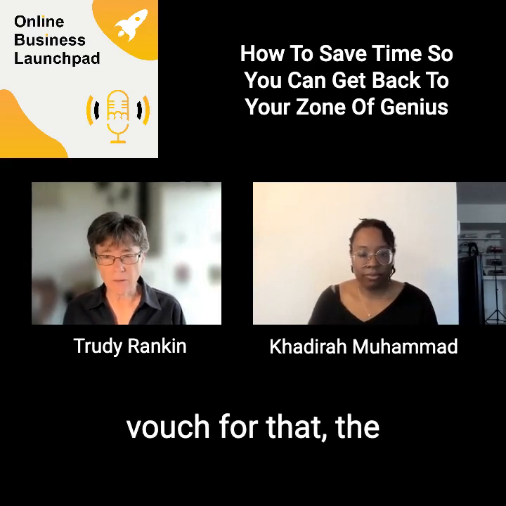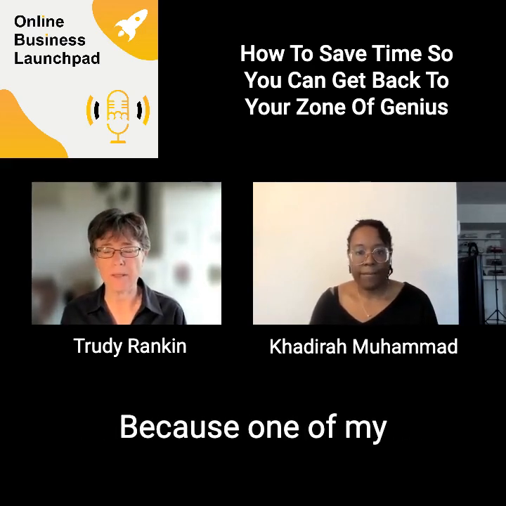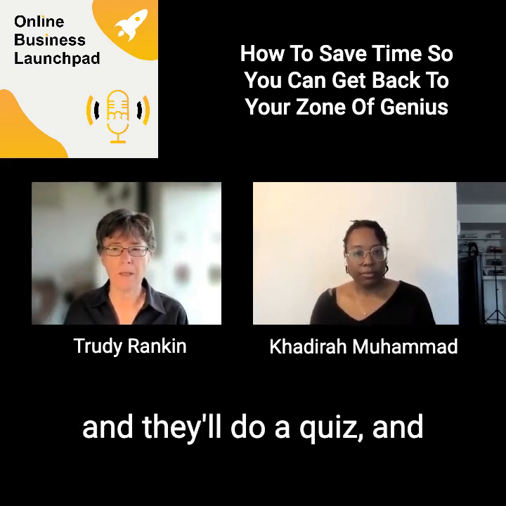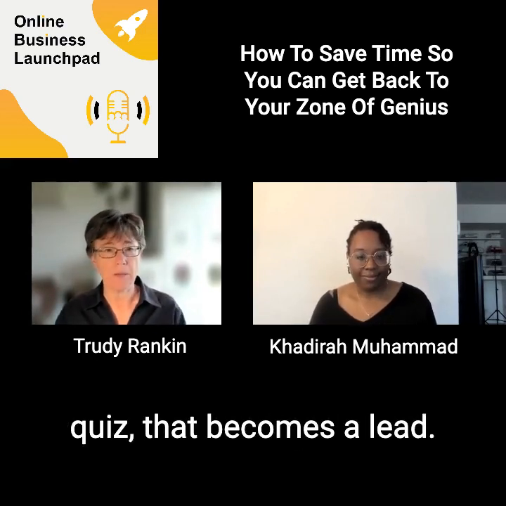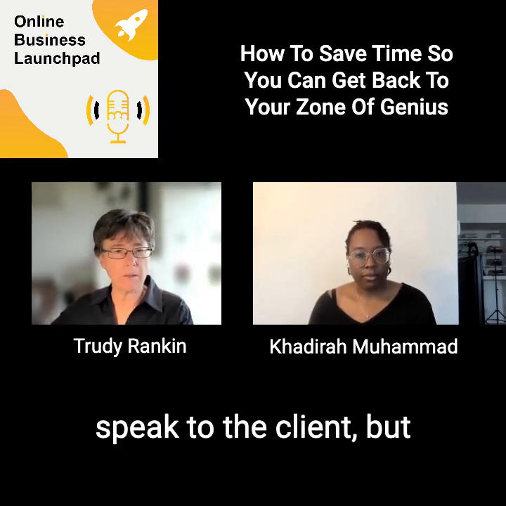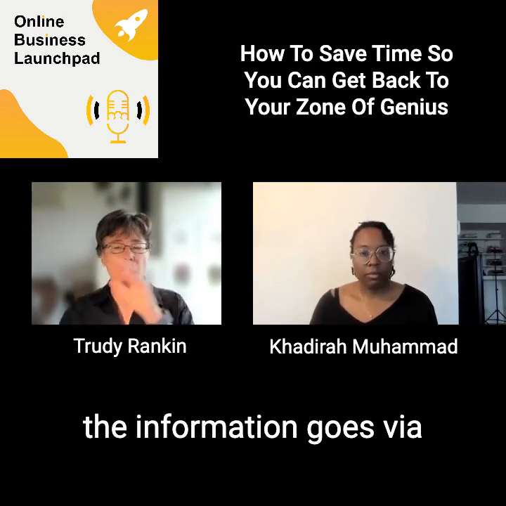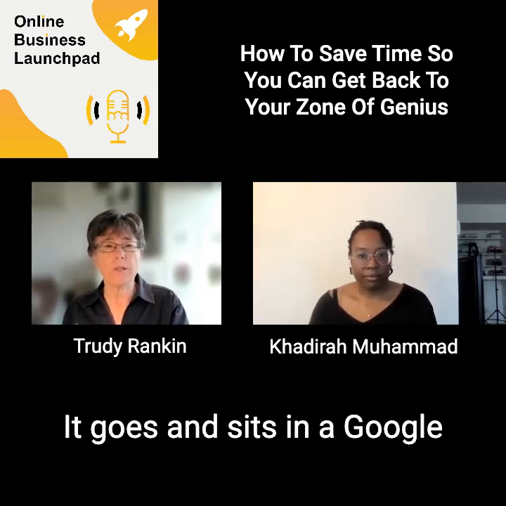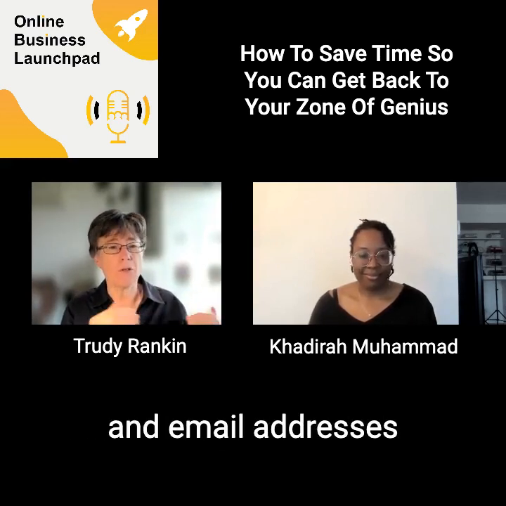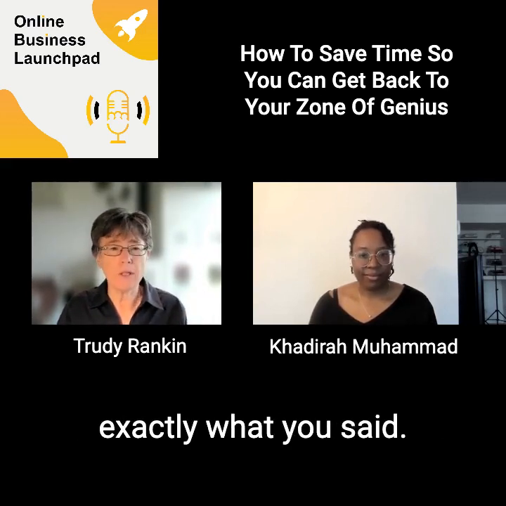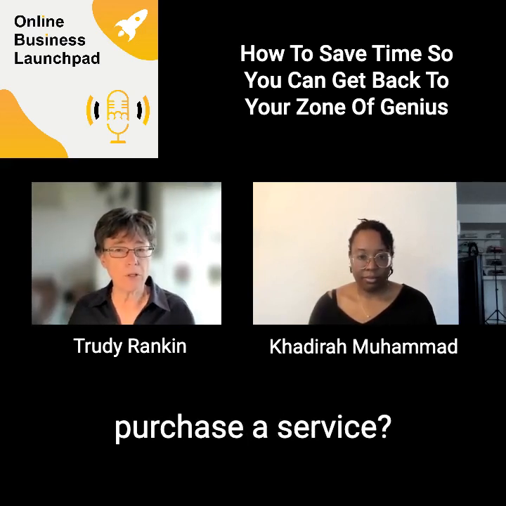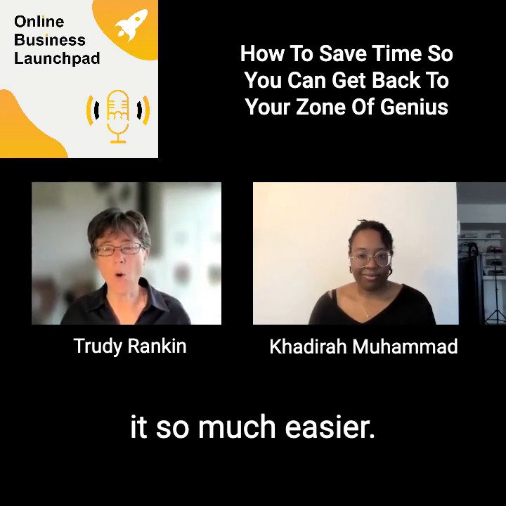Now, I can absolutely vouch for the brilliance of that process, because one of my processes for a client is that people will come through and do a quiz. And when they do the quiz, that becomes a lead. And these people, if they meet certain criteria, then get invited to speak to the client. But the information goes via Zapier through a Zap and sits in a Google Sheet. It basically lists out these people's names and email addresses and phone numbers. And then you can do exactly what you said. You can just go in and say, did they make an appointment to speak? Yes, no. Did they agree to purchase the service? Yes, no. And it just makes it so much easier.